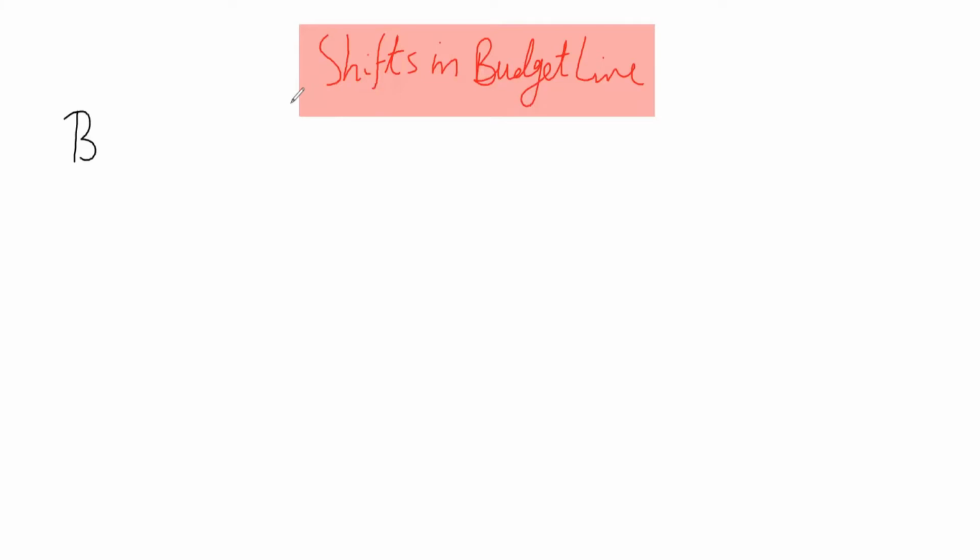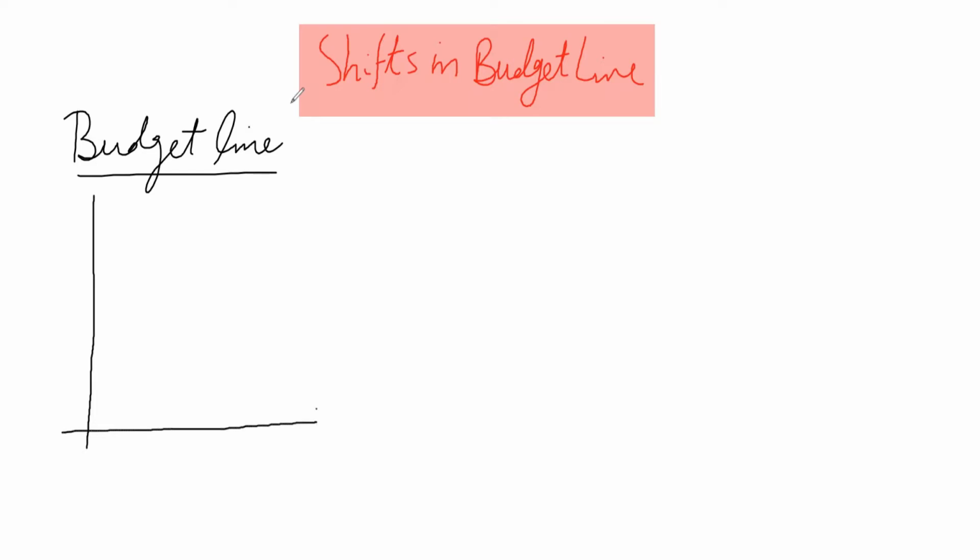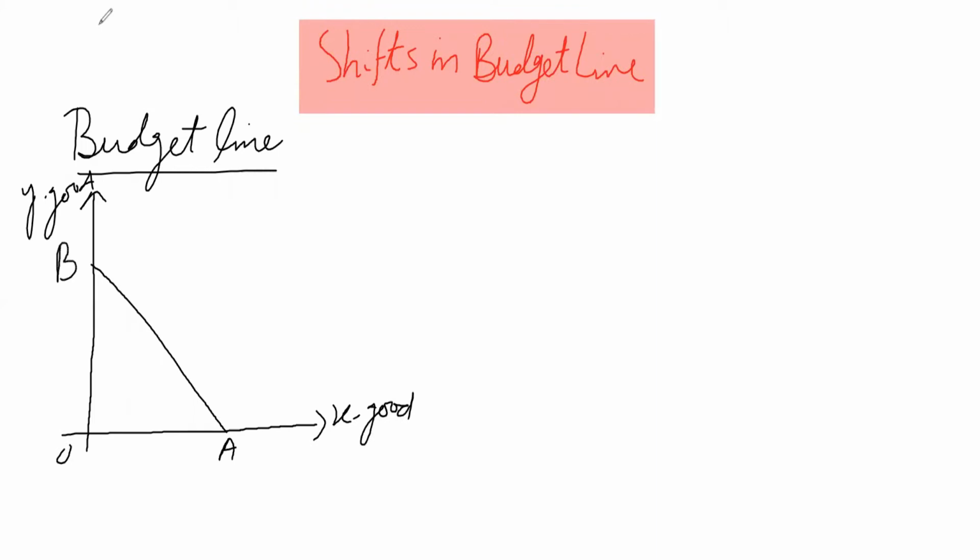So let's have a look at different situations of budget line graphically. We plot x good on x axis. X good means any kind of good, it can be light bulb, or on y axis we show another good named as y good, and it can be another good like fan, or we draw a budget line, and this budget line shows how much maximum quantities of x and y can be purchased by the consumer.